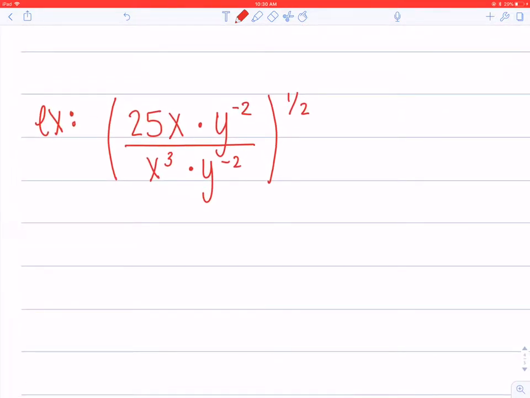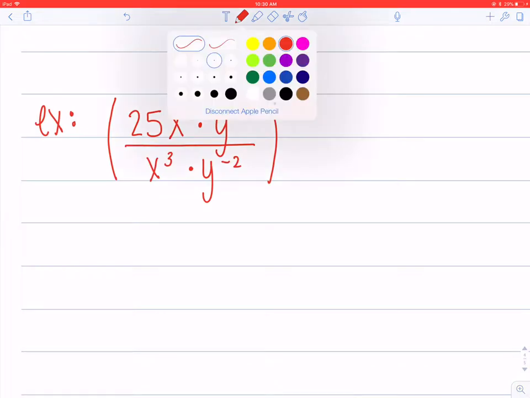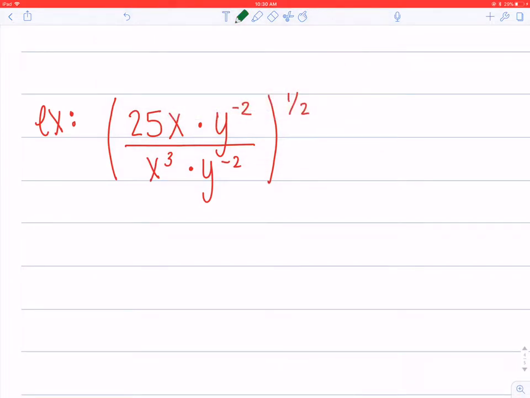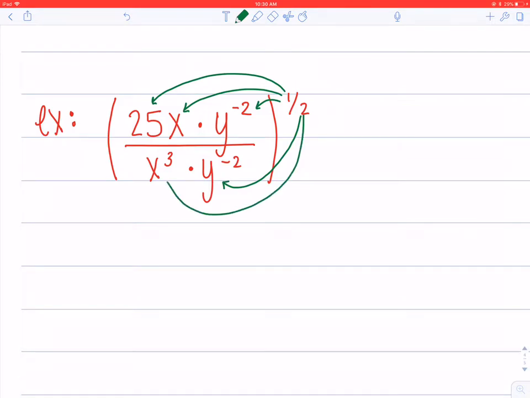Okay, the next one, I got a whole bunch of stuff all raised to the 1/2 power. Well, I have a property that says you can distribute, we use that term loosely, and give every single piece its own exponent. So 25 gets a 1/2, x gets a 1/2, y gets a 1/2, y gets a 1/2, x gets a 1/2. So let's rewrite that.